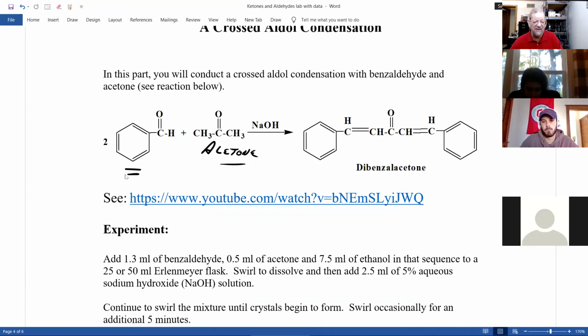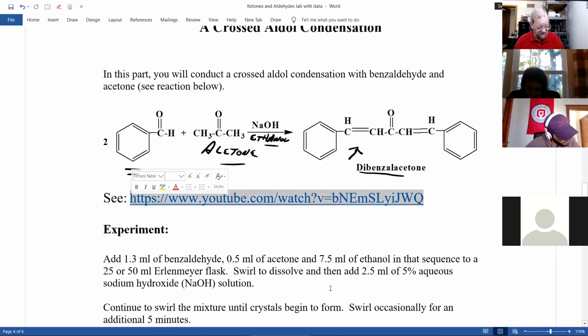And here, I should also have here, the solvent is ethanol, not water. And you make this very complex molecule, which has the common name dibenzyl acetone. And let's take a look at this, because this one I'll show you on YouTube.